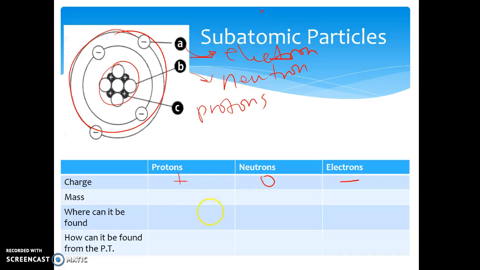At all times. So protons have a mass and neutrons have a mass. Electrons do not. They're light as a feather. They live in a cloud. They wouldn't have a mass. Okay. So where are the protons found? These are found in the nucleus.